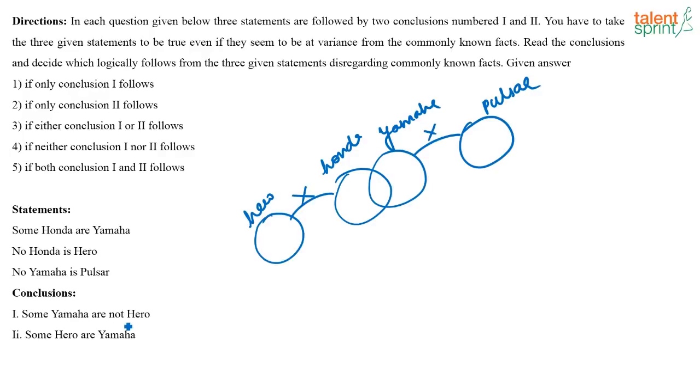Now what does the first conclusion say? Some Yamaha are not Hero. Yes, the Yamaha which are Honda, right? They are definitely not Hero. So this conclusion follows. Next one. Some Hero are Yamaha. Again, it's not a definite conclusion. It can be or it cannot be true. So here 2 does not follow. Some Hero are Yamaha does not follow. So what is your correct answer? Your correct answer is if only conclusion 1 follows, that is option 1. Okay.